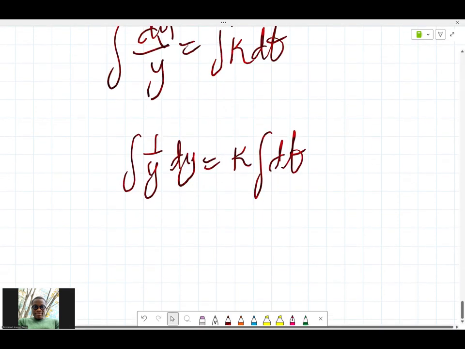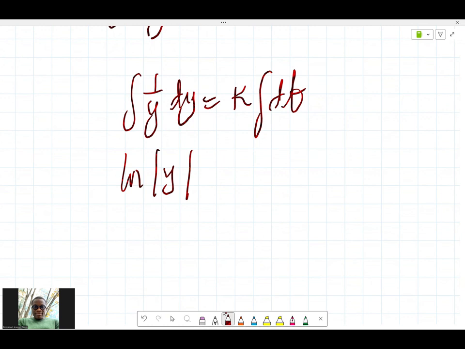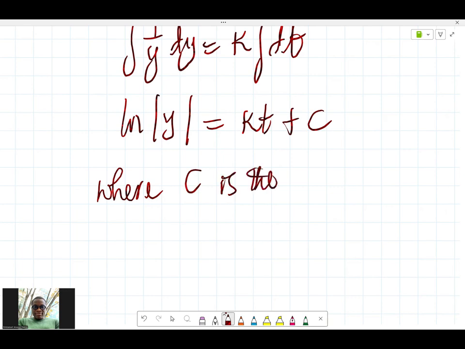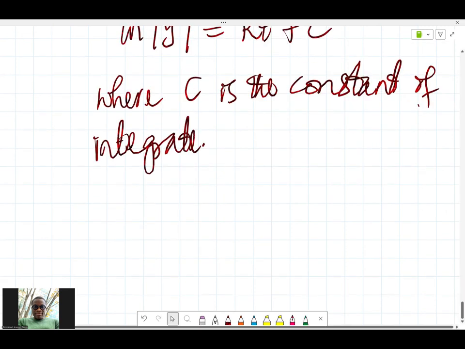From our law of calculus, when you integrate 1 over y, you're going to get ln of the absolute value of y, because if y is negative, it will be undefined. So you get ln|y| equals k times t, since integrating dt with respect to t gives t, and then you have an arbitrary constant c as usual, where c is the constant of integration.